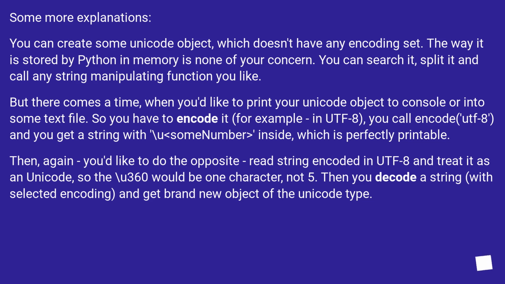For example, in UTF-8, you call encode('utf-8'), and you get a string with \u, some number, inside, which is perfectly printable. Then, again, you'd like to do the opposite, read a string encoded in UTF-8 and treat it as Unicode, so the \u0360 would be one character, not 5. Then you decode a string, with the selected encoding, and get a brand new object of the Unicode type.